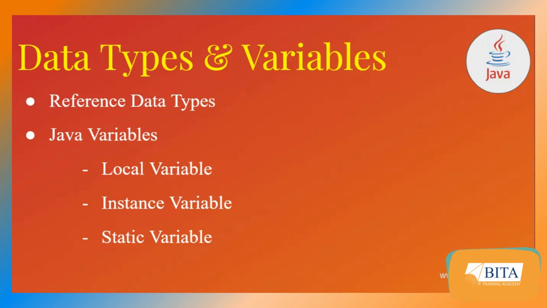In a reference data type, we can add an object to the existing class. For example, if you have an animal, we can add a new animal, giraffe. That giraffe will be added to the animals group. This is the reference data type. The default value of the reference data type will always be set to null. Clear? Next, we will be seeing Java variables.